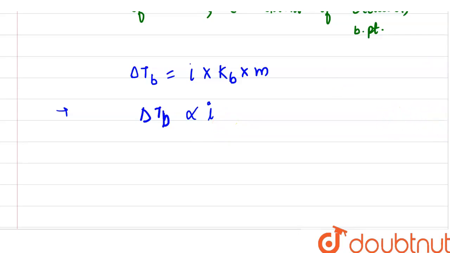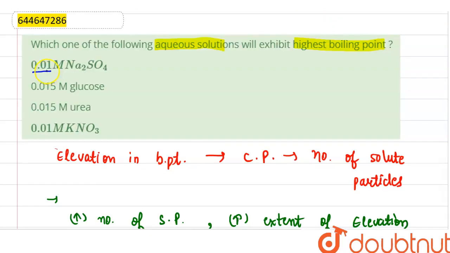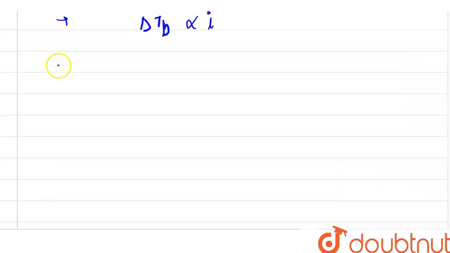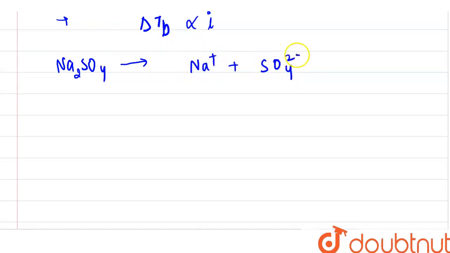So let us see the options one by one. First is 0.01 molar Na2SO4. As we know, Na2SO4 dissociates into 2Na+ plus SO4 2-. Balance the equation here by 2. As we see, here the number of particles of solute is 3, so i equals 3. So the van't Hoff factor for Na2SO4 is 3.